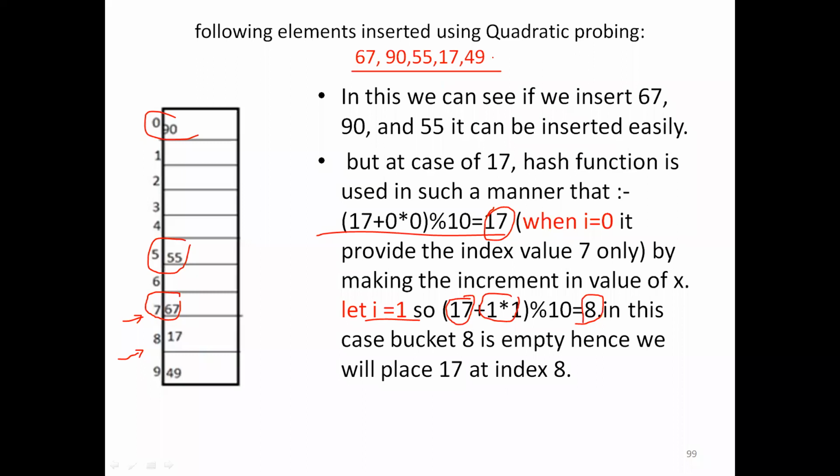Next 49 comes. I calculate with this formula and get the index of 49, and I directly insert it into this position. This is how quadratic probing works.